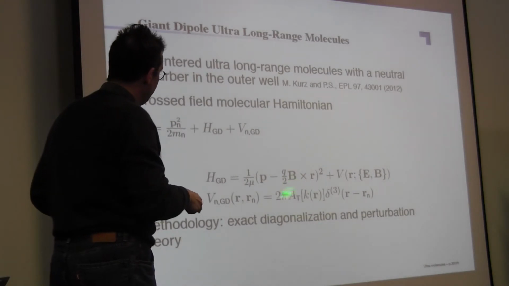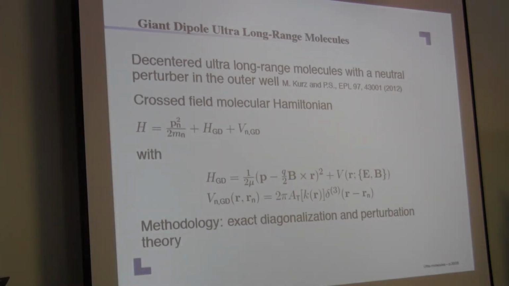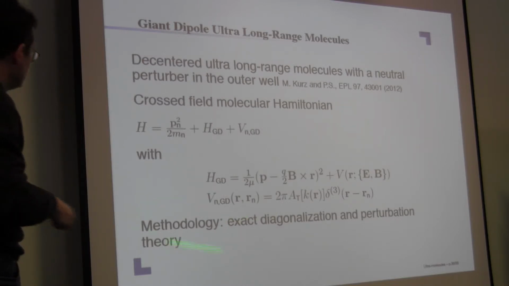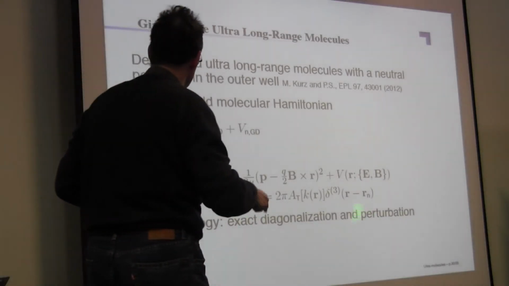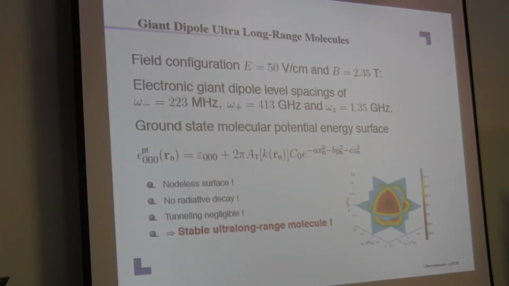And even the effective range is essentially not necessary for low excitations. You're in the limit K goes to 0. If you go to higher excitations, it might become, or it will become relevant there. The methodology: you do exact diagonalization, or you could do perturbation theory, and for low excitations, both agree nicely.